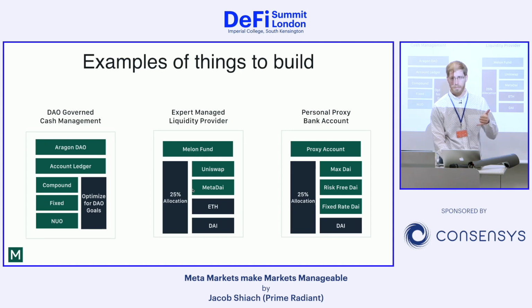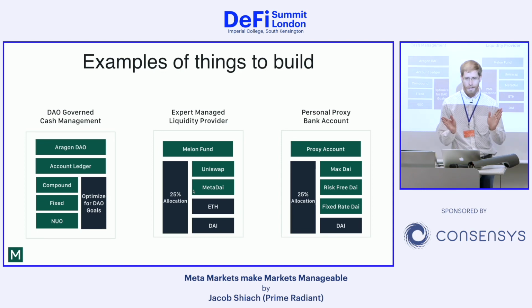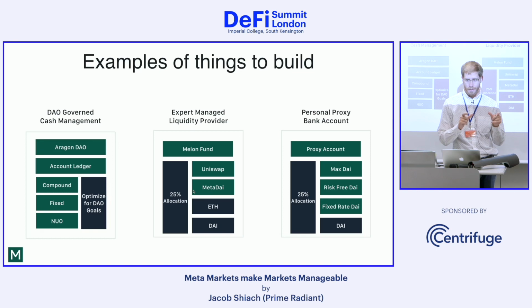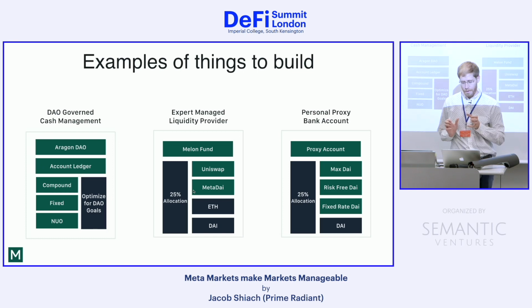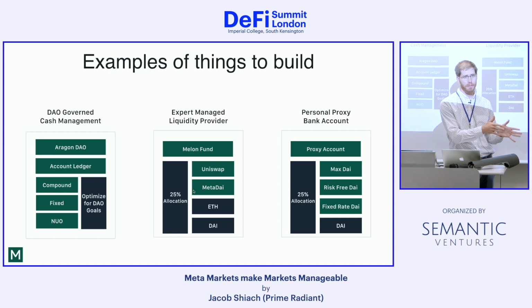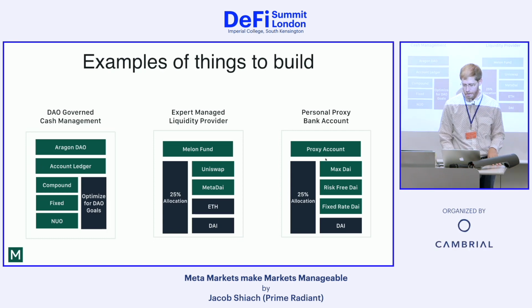Or you could develop a smart contract so that a function in that smart contract could define whenever a price movement occurs, out of the liquidity of Uniswap and into something more stable like MetaDAI. And then this last one is that you can build your own proxy bank account with a max rate, the risk-free rate, and then fixed rate, and then just pure DAI.